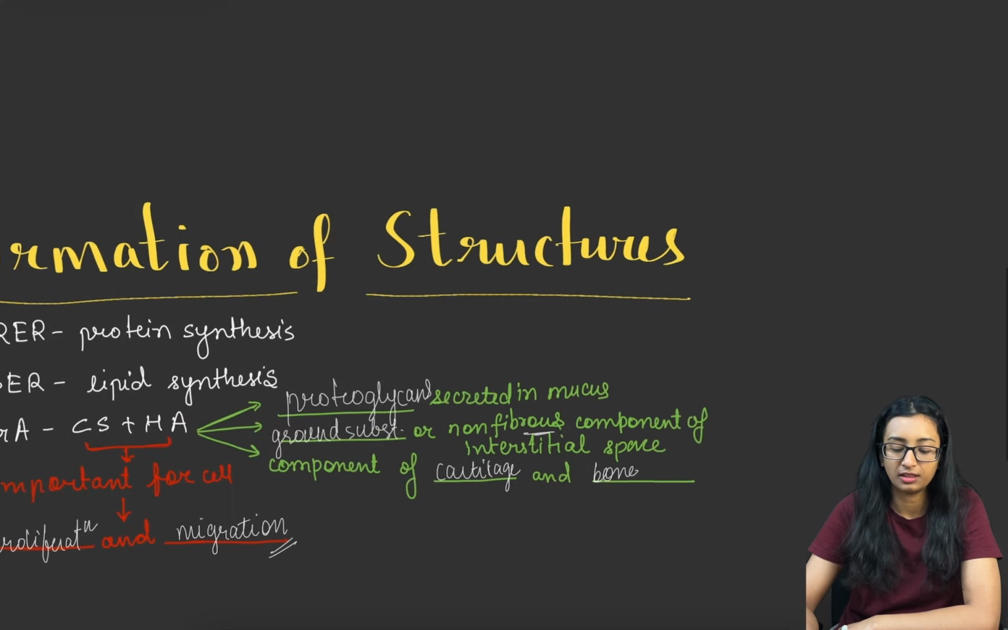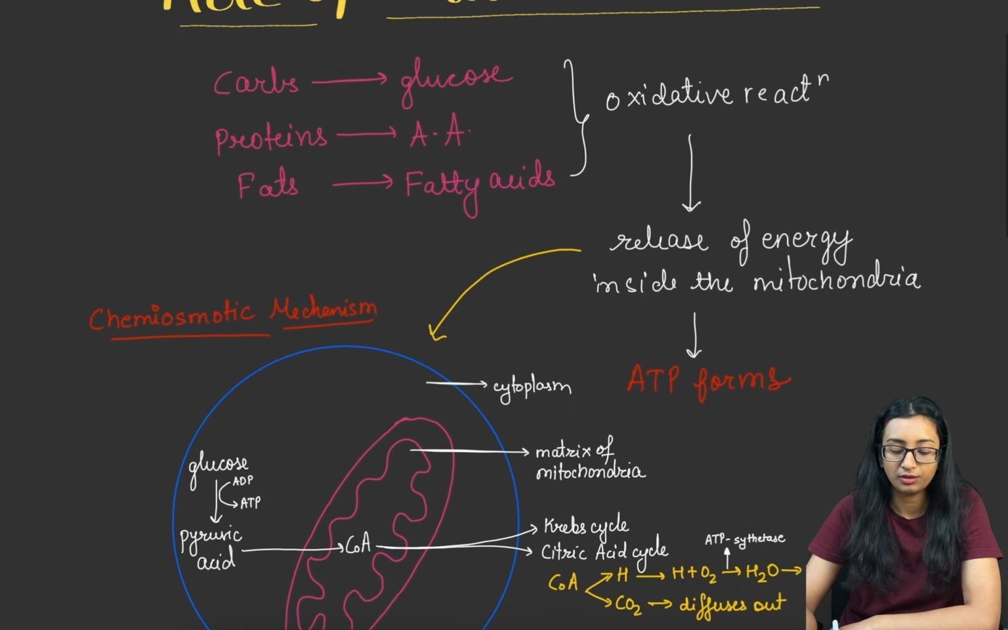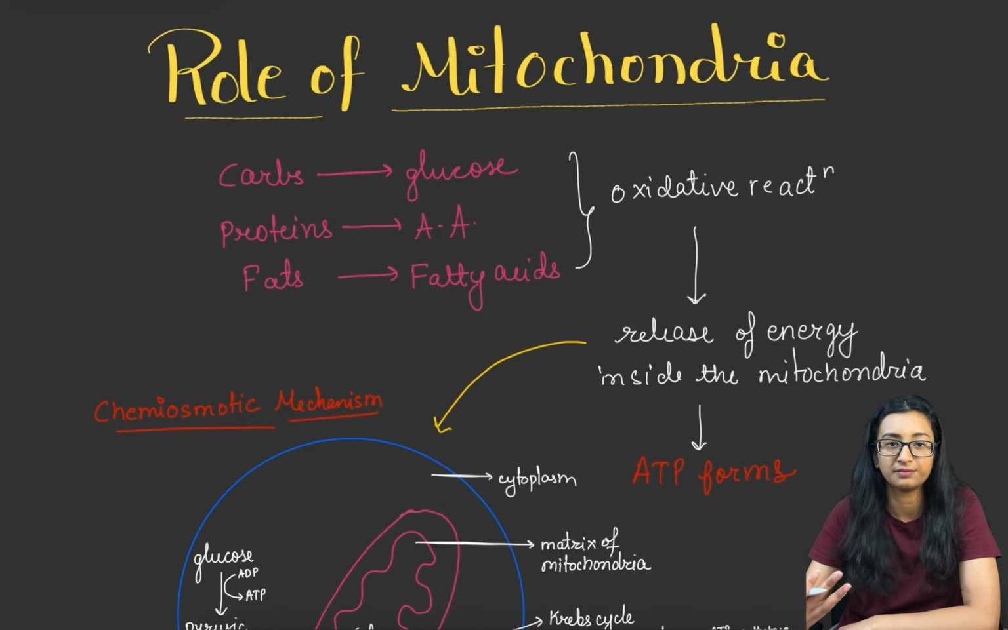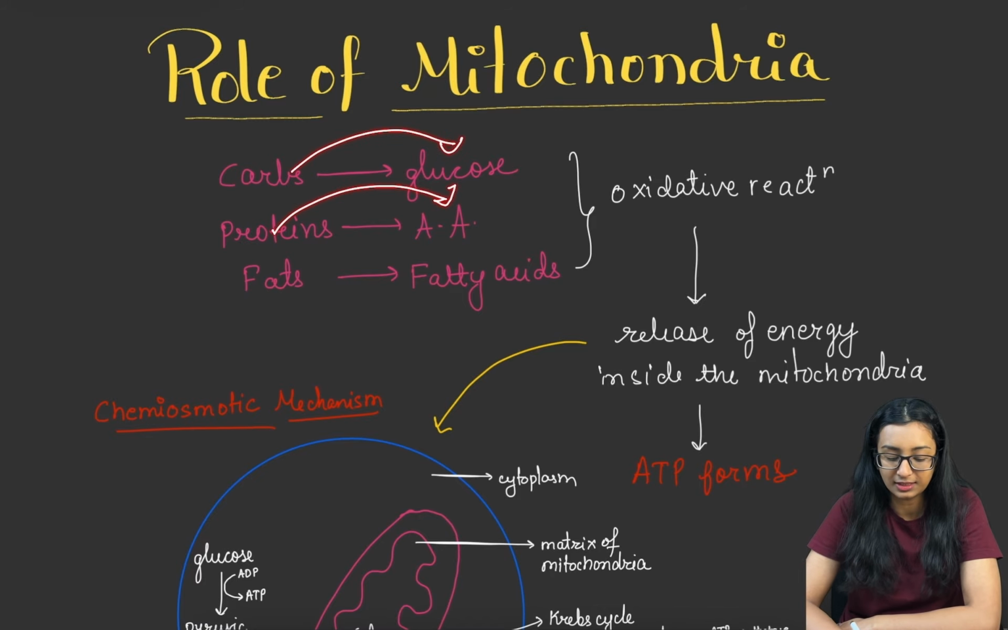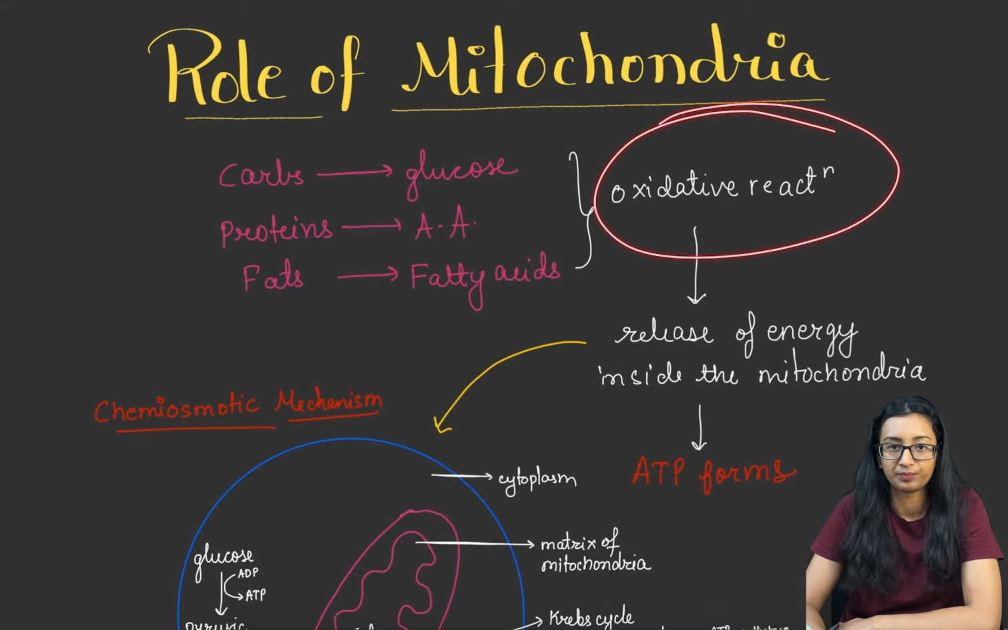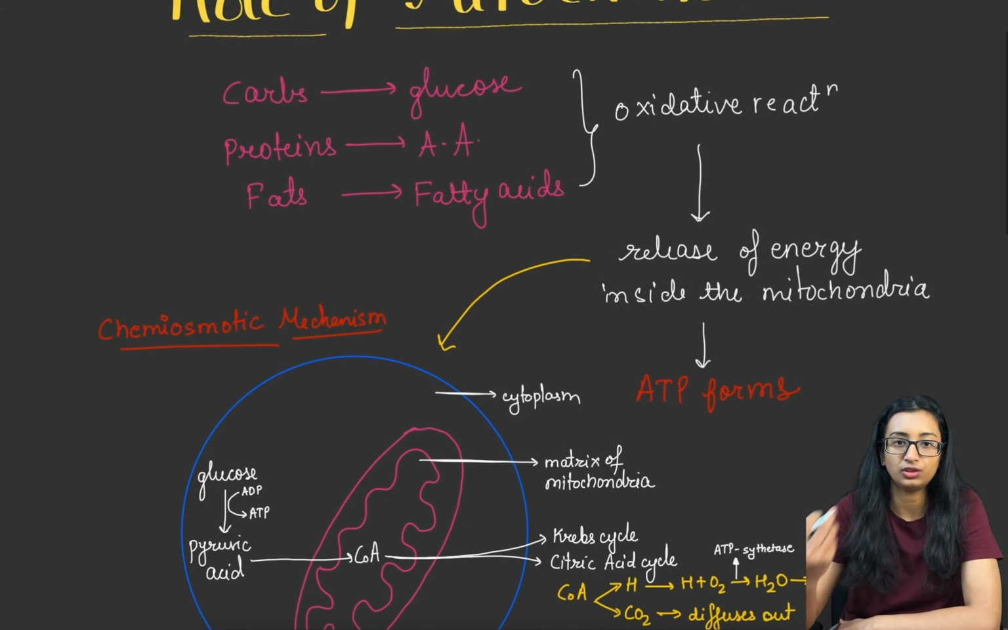Now, from where do we get the energy? How does the energy come to us for such processes in the cell? It is because of the mitochondria. How do the mitochondria help? How do the mitochondria get the energy themselves? We are eating carbs, proteins, and fats. Carbs will turn into glucose, proteins into amino acids, and fat into fatty acids. These are oxidative reactions. In these oxidative reactions, there is release of energy inside the mitochondria, and as we know, for the formation of ATP, we need energy.